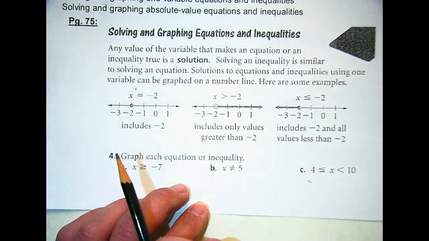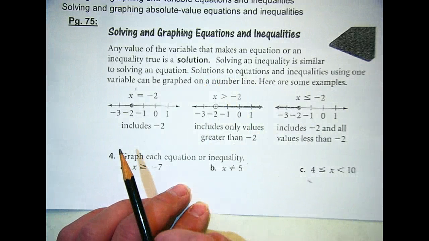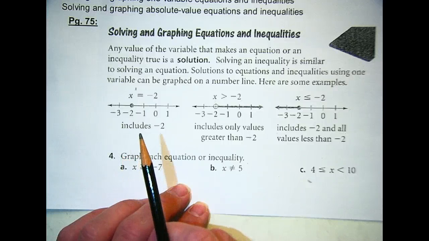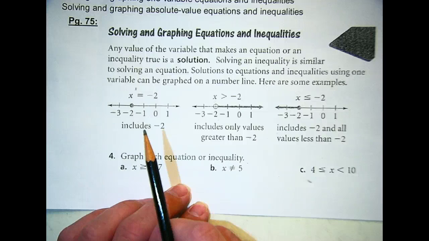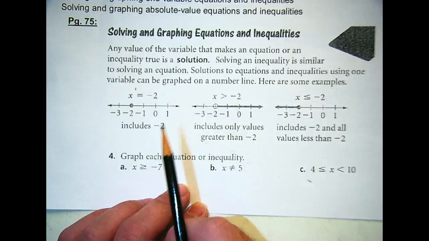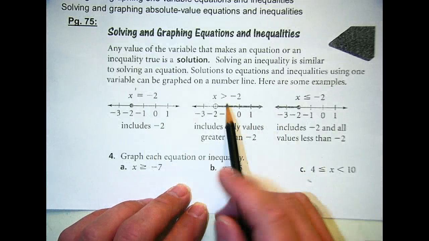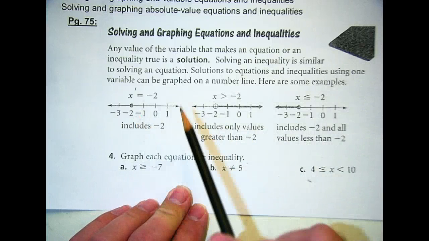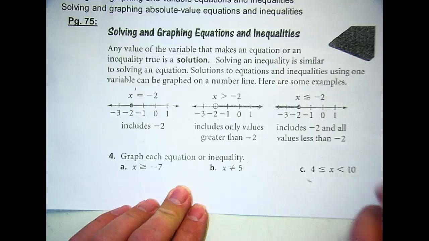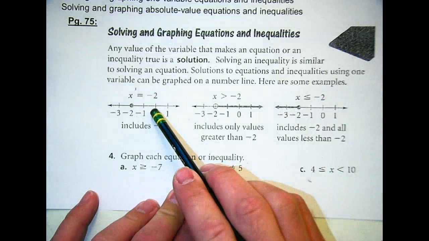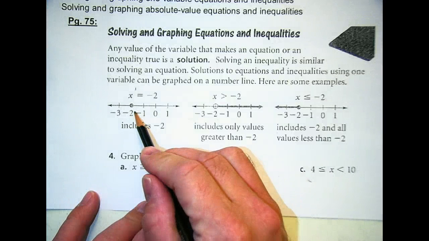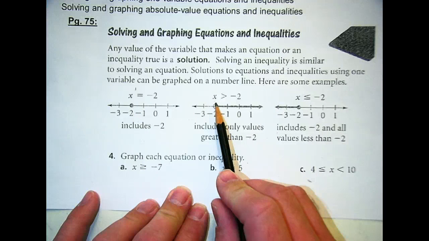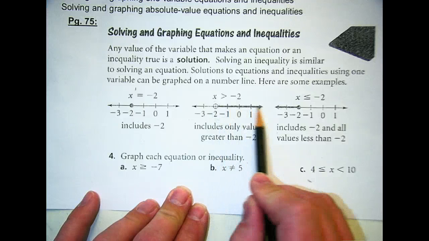Tell your neighbor a number greater than -2. -1. Okay, anything other than -1. How about 10? Does 10 work? Yes. So, note the difference in the way we show those solutions. X equaling -2, we put a dot on -2. Versus x being greater than -2, we shade everything to the right of -2.